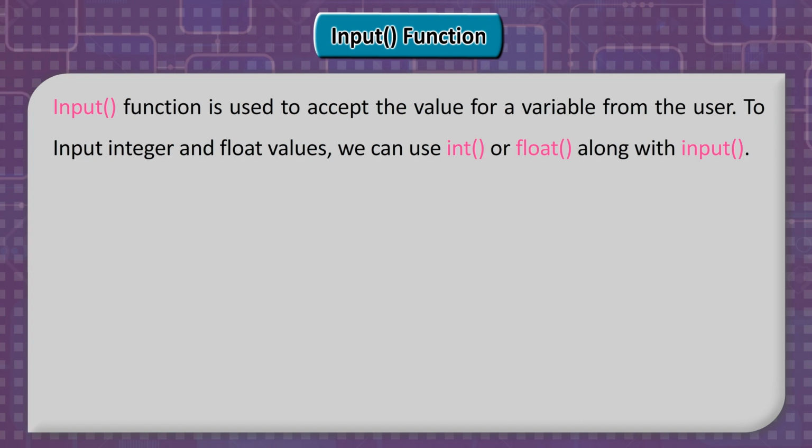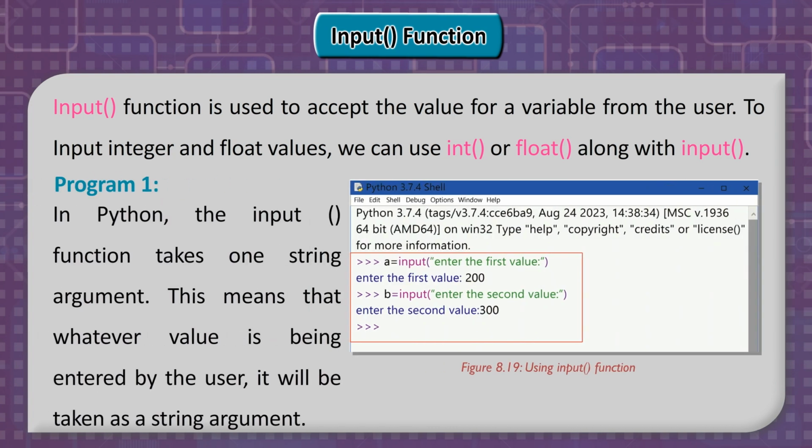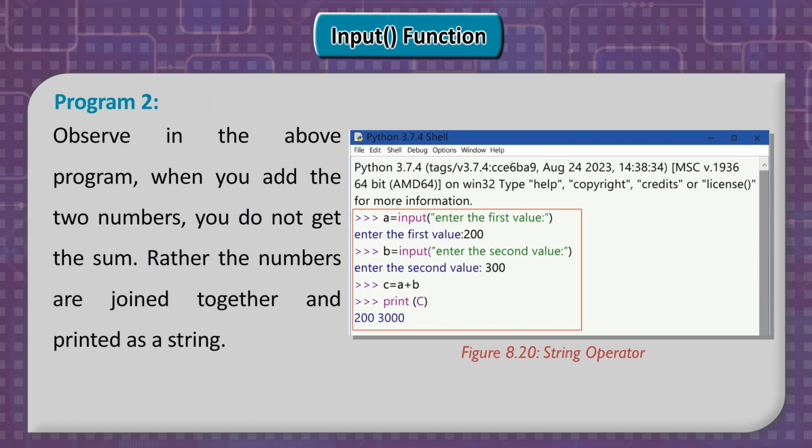Input function. Input function is used to accept the value for a variable from the user. To input integer and float values, we can use int or float along with input. Program 1. In Python, the input function takes one string argument. This means that whatever value is being entered by the user, it will be taken as a string argument. Figure 8.19. Using input function. Program 2. Observe in the above program, when you add the two numbers, you do not get the sum. Rather, the numbers are joined together and printed as a string.